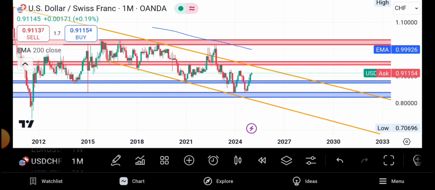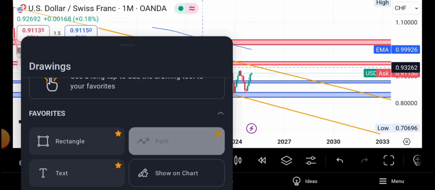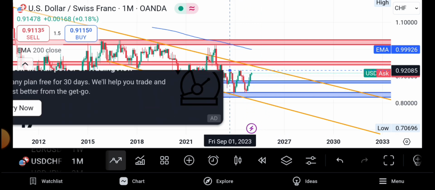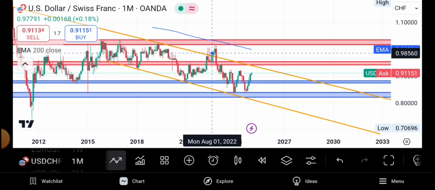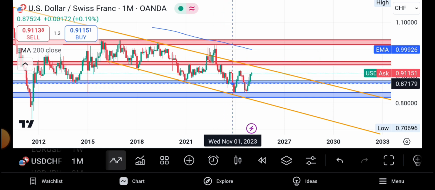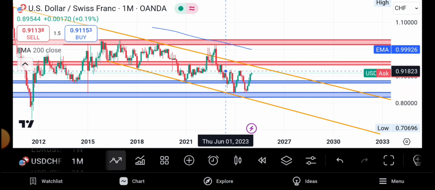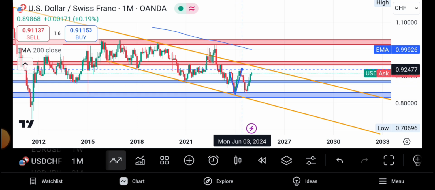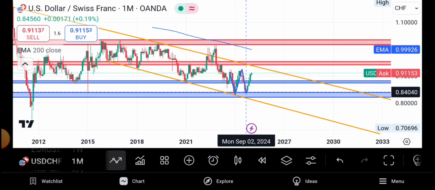So let us focus on this current price action. In the monthly time frame, what do you see? The price action was bearish, then we can see it is now ranging. It's now ranging between these two zones. Are we together? Let me draw it for you. Between these two zones, it is now ranging.